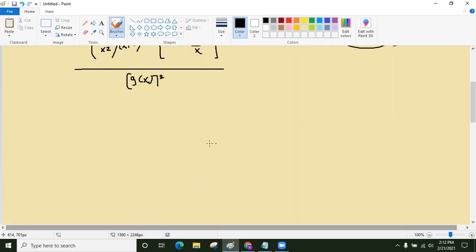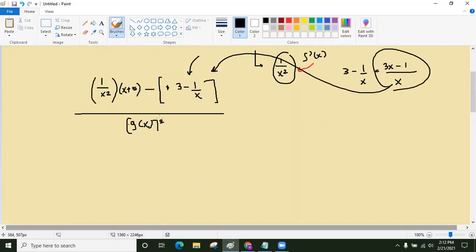So we'd actually be dealing with a whole fraction instead of a fraction being subtracted from a whole number. So we could actually just say that we have x plus 5 here all over x squared. And then subtracting that from 3x minus 1 over x, all over g of x squared.